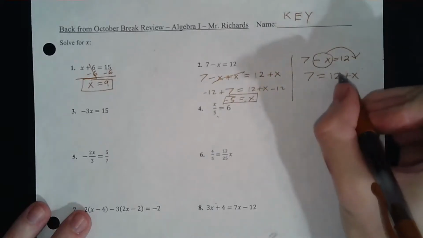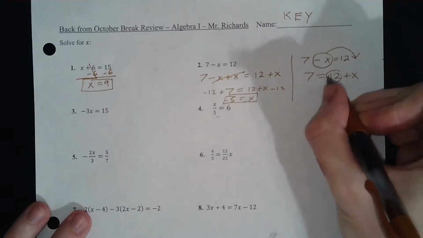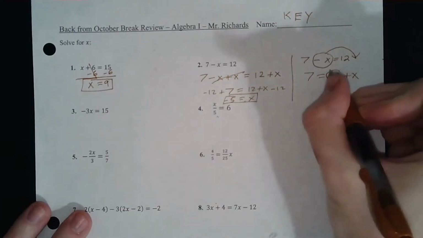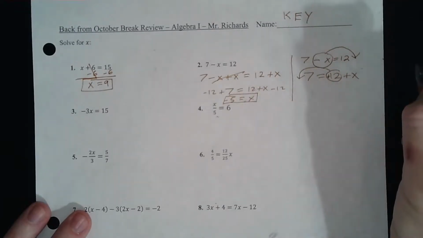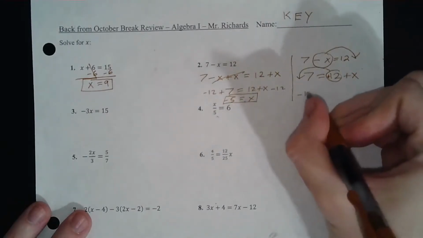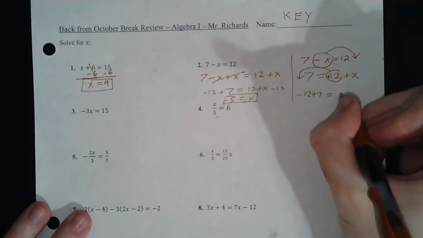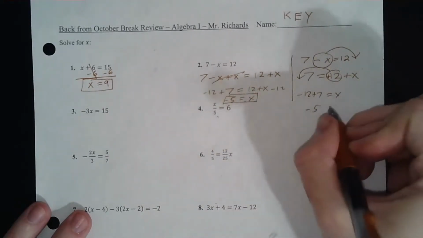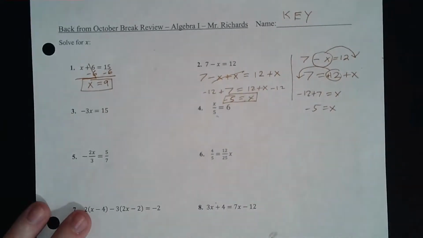After that, we have this positive 12 here. You can even put a plus sign in front of it to remind you that it's positive. And if you move it to the other side, it becomes negative. So negative 12 plus 7 equals x, just like we had here. And you get negative 5. Please note you could have also written 7 minus 12. You'll get the same answer.